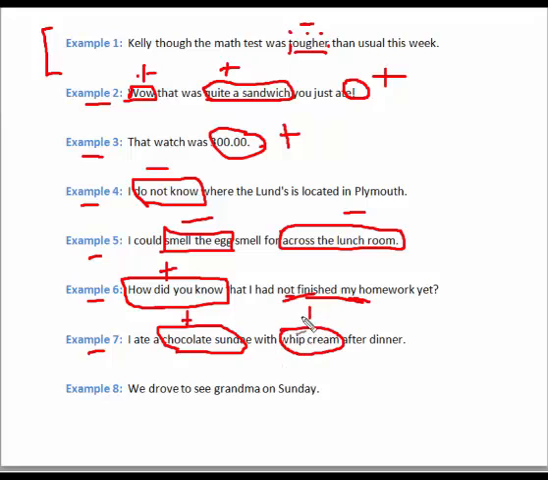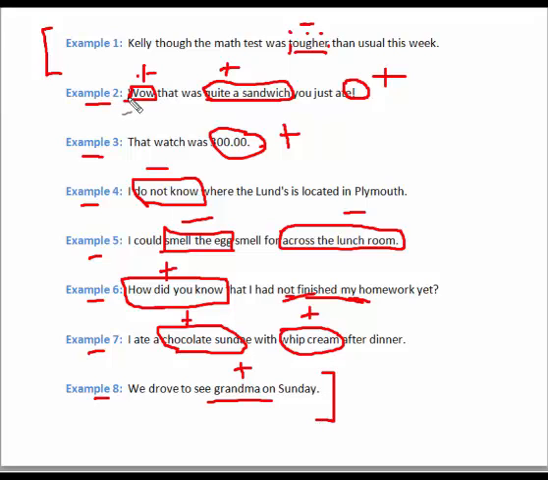The good stinky rule says, whenever you see words that have some type of a tone or flavor, simply identify them with a plus for positive, a negative for stinky. On example number 8, we drove to see Grandma on Sunday. When you go see your grandma on Sunday, that is a nice thing to do. Maybe grandma is lonely and lives by herself. Positive.